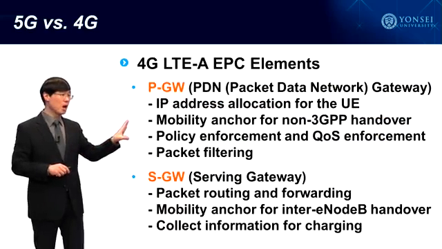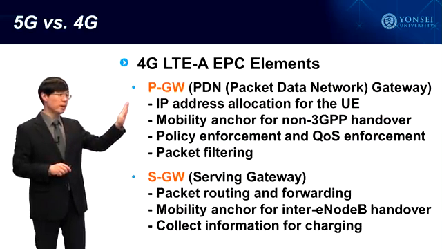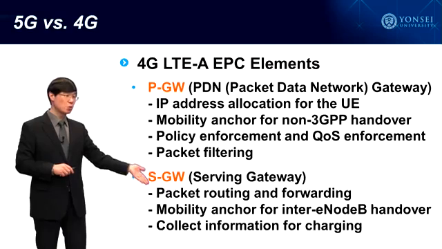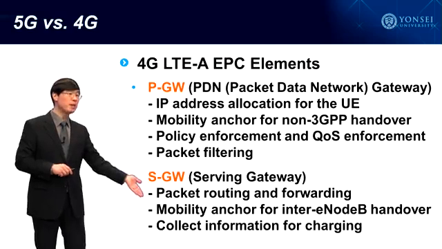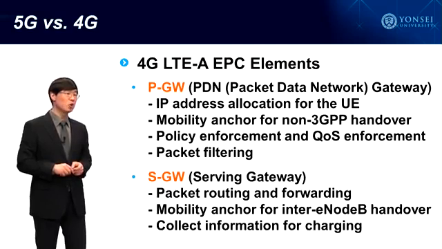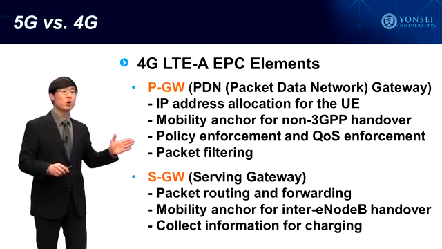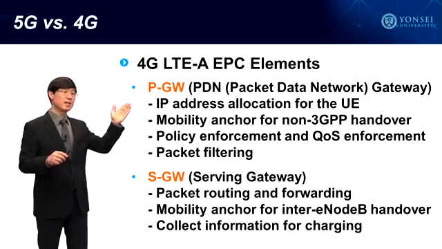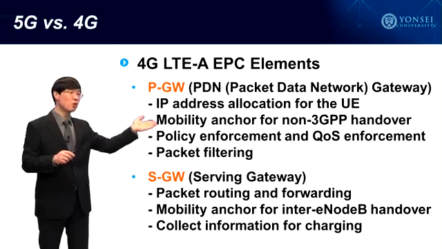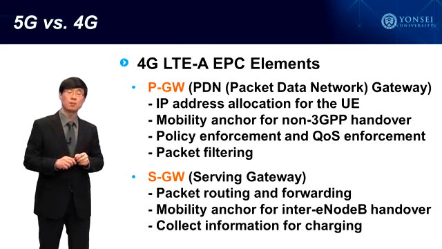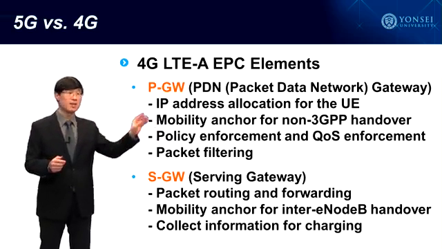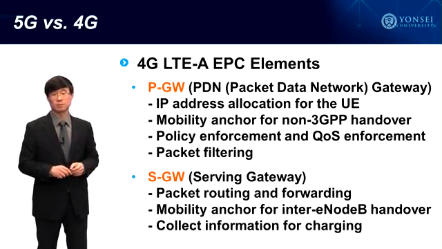Now, some of the blocks: the PDN gateway, the P gateway, provides these functionalities. Then we have the serving gateway, which provides packet routing and forwarding, and mobility anchor for inter-eNodeB handover. When you go into more advanced handover, the PDN gateway supports the IP address allocation to the UE, and also the mobility anchor for non-3GPP handover, combined between 3GPP and non-3GPP handover.